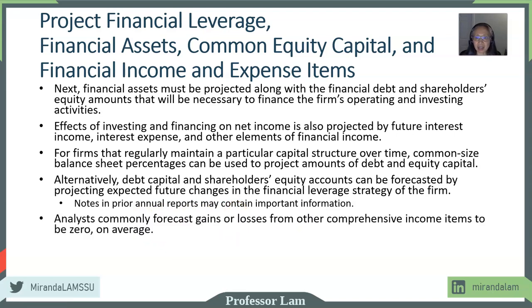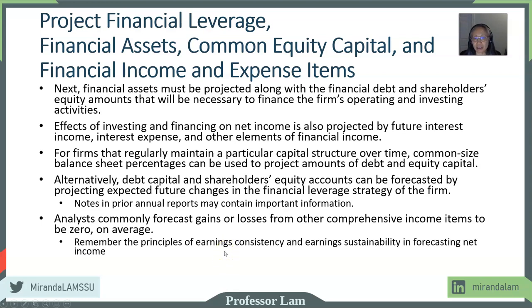Most analysts commonly forecast gains or losses from other comprehensive income to be zero on average. Remember that an important principle that we want to take into account is the earnings consistency and sustainability when we forecast future net income. So these other items are not the core operation of the firm. We assume they're going to zero out on average in the long run, because these are uncommon, and unless we have specific information, we can just ignore them.